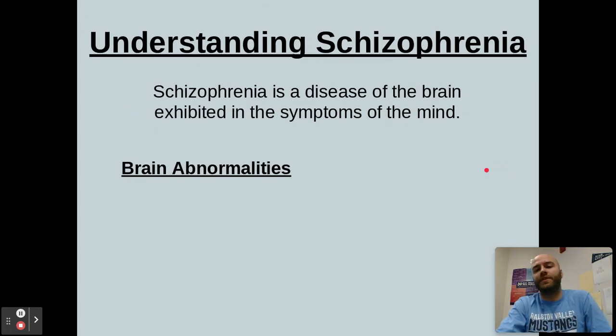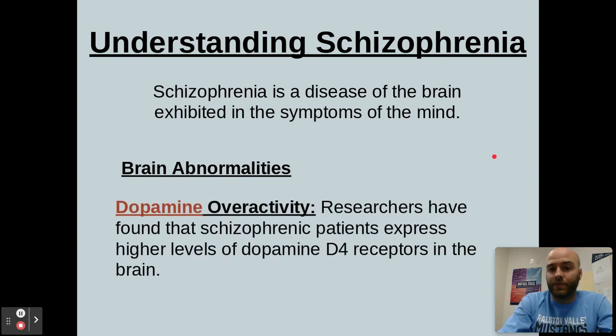So to help us understand schizophrenia a little bit and where it comes from, it's a disease of the brain exhibited in the symptoms of the mind. So what does that mean? Well, we know that there's a huge link to dopamine overactivity in the brain, and researchers have found that schizophrenic patients express higher levels of dopamine D4 receptors in the brain. So a dopamine overload, which we've talked about when we talked about biological psychology and all of these neurotransmitters, an oversupply of dopamine is linked to schizophrenia.